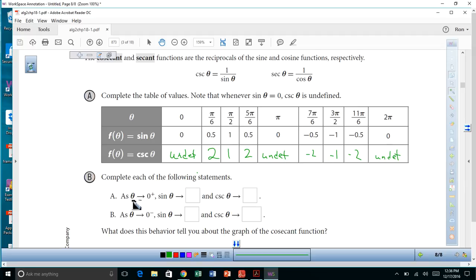So as theta approaches 0 from the positive side, sine theta approaches 0, and cosecant theta approaches infinity. As theta approaches 0 from the negative side, sine theta approaches 0, but cosecant theta approaches negative infinity. And you'll see what I mean in just a minute.